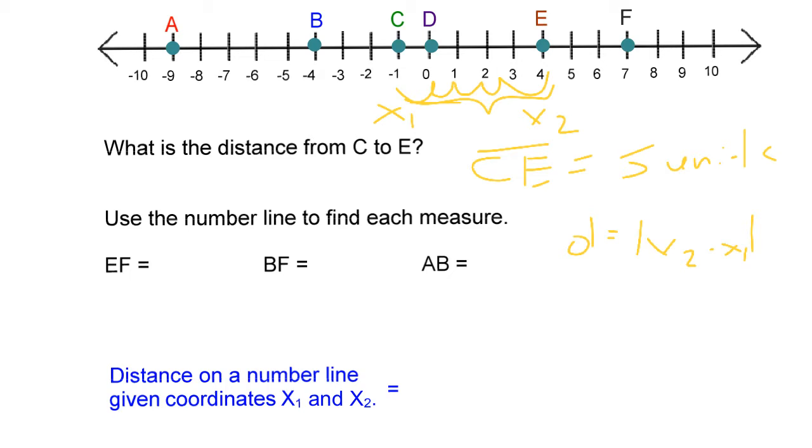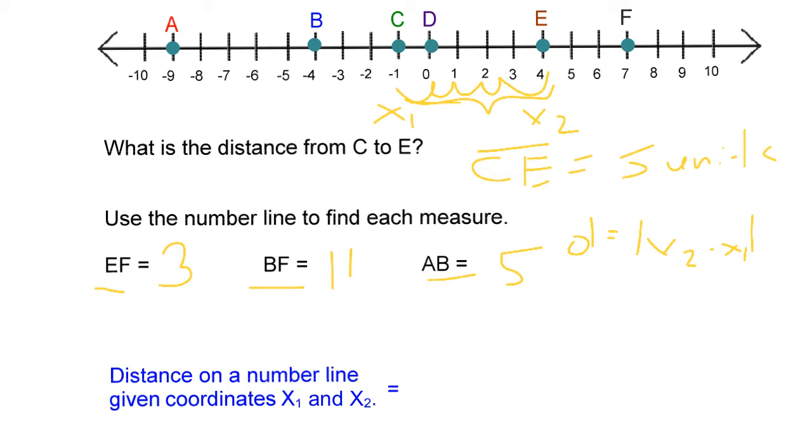Okay, so take a minute and think about example distance EF, BF, and AB. So EF will be 7 minus 4, which is positive 3, and absolute value of positive 3 is 3. BF, that will be 7 minus negative 4, which is 7 plus 4, which is equal to 11. And AB, that will be negative 4 minus negative 9. Negative 4 minus negative 9 is negative 4 plus 9, which is 5.